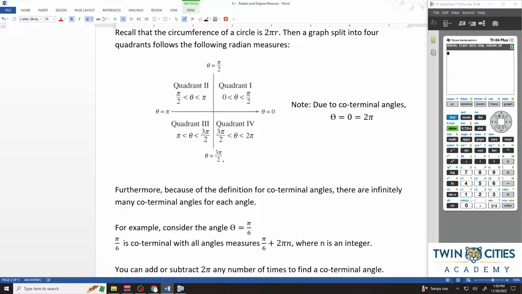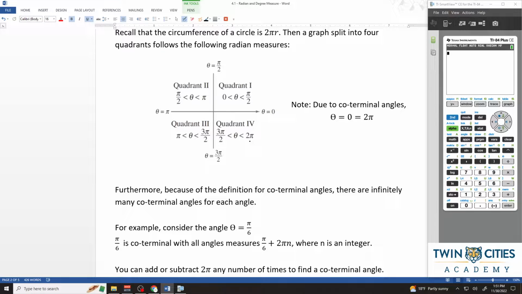Well, halfway between pi and 2 pi would be 1.5 pi, or 3 over 2 pi, 3 pi over 2. That means that everything in quadrant 1 in radians is between 0 and pi over 2. Everything in quadrant 2 is between pi over 2 and pi. Everything in quadrant 3 is from pi to 3 pi over 2. Quadrant 4, 3 pi over 2 to 2 pi.